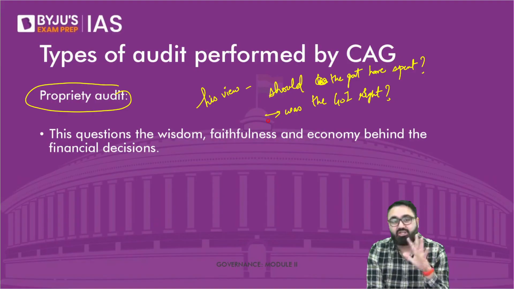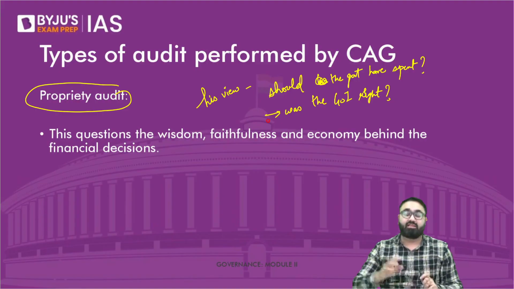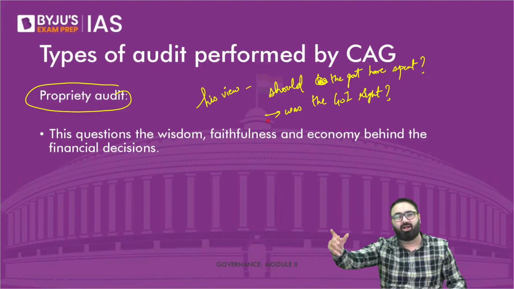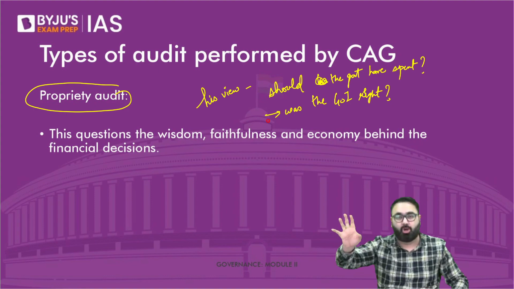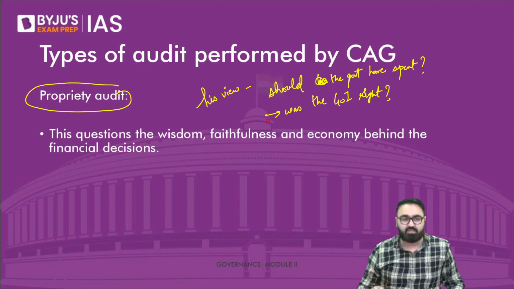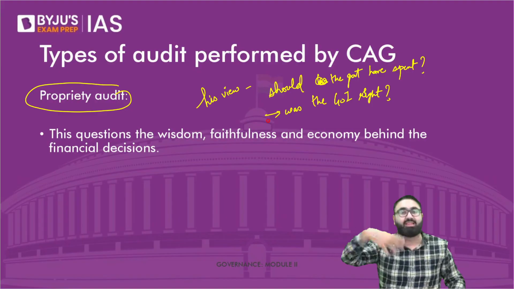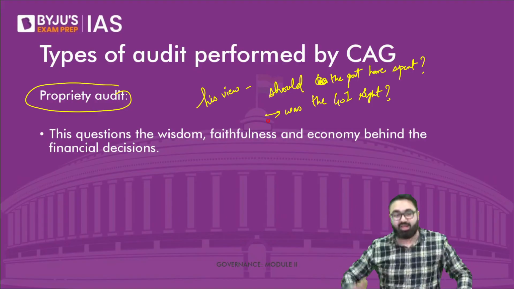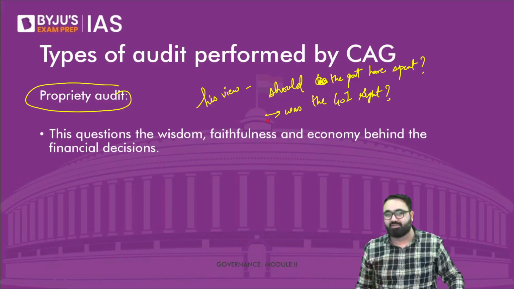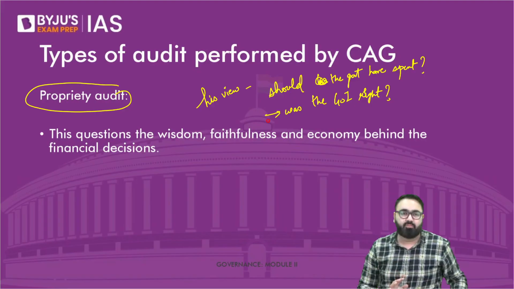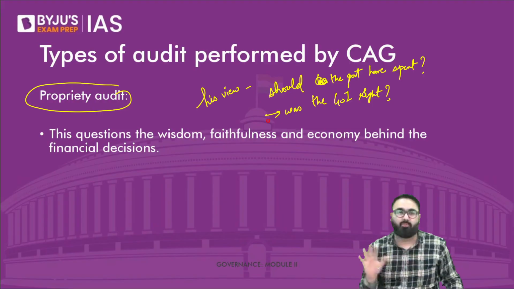Proprietary audit will not change anything. Remember this. Proprietary audit doesn't really mean that they will tell the government you should not have done this. They cannot stop it, because proprietary audit is after the government has already spent the money. So they can't break the parliament building. They can't say, no, I don't like it, break it. No, that is not what happens. They are just giving their view that it should have been done or should not have been done. This is called proprietary audit.